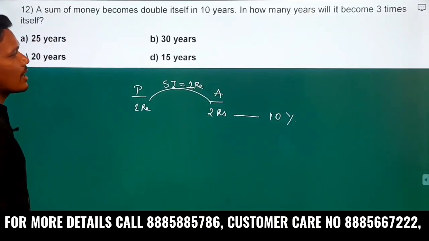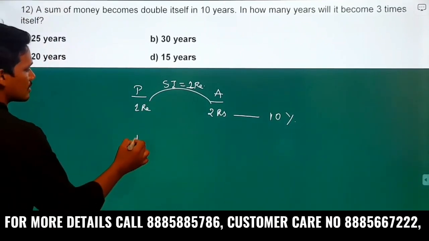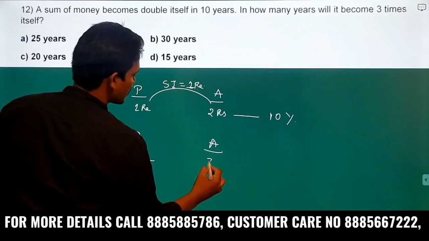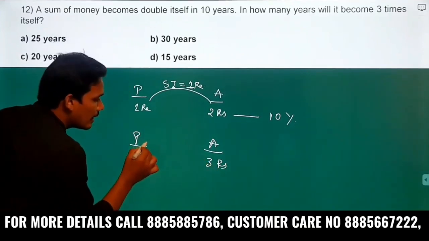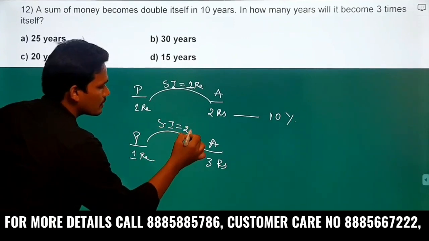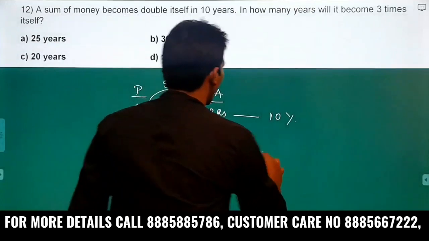Okay, now what is the question asking here? In how many years will it become 3 times itself? Okay, the same principal has to become 3 times, which means here 3 rupees. The interest to be developed is nothing but how much? 2 rupees. Got the point? He is asking for the corresponding time.